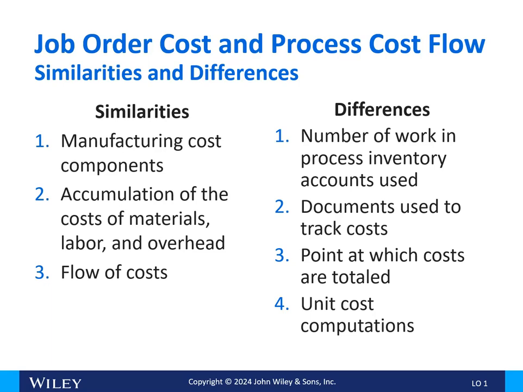The difference is the number of work in process inventory accounts used. So under a process cost system, you could have different work in process accounts for different departments or different processes. The documents used to track costs are different. The point at which costs are totaled is at a different time, and the unit cost computation is different. And we'll see some of that later in the chapter.